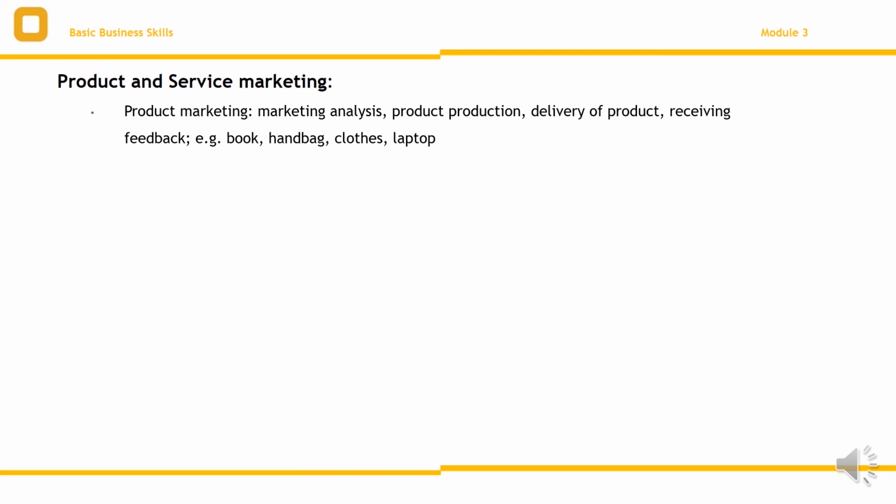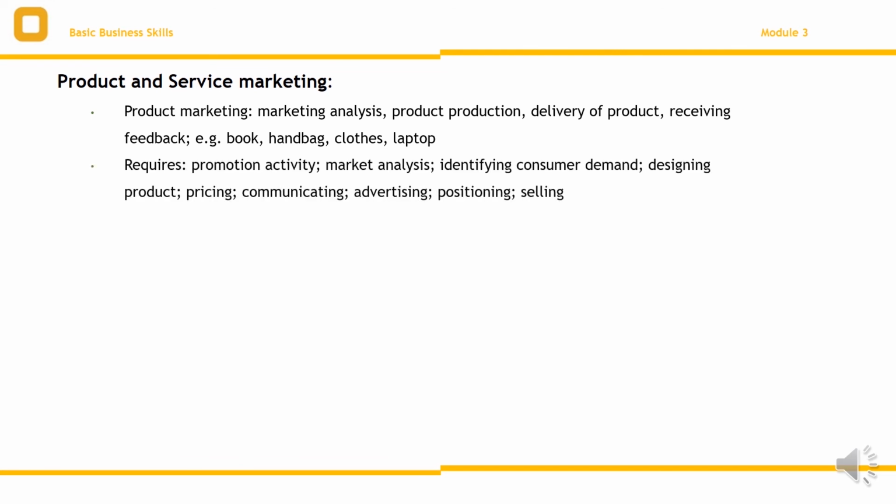When it comes to product marketing, you need to have promotional activities. By promotional activities, how are you going to advertise the product or goods that you're going to be selling? You also need to do a market analysis. You also need to identify if there's going to be a need for the product or the good that you're going to be offering. So you need to identify your consumer demand.